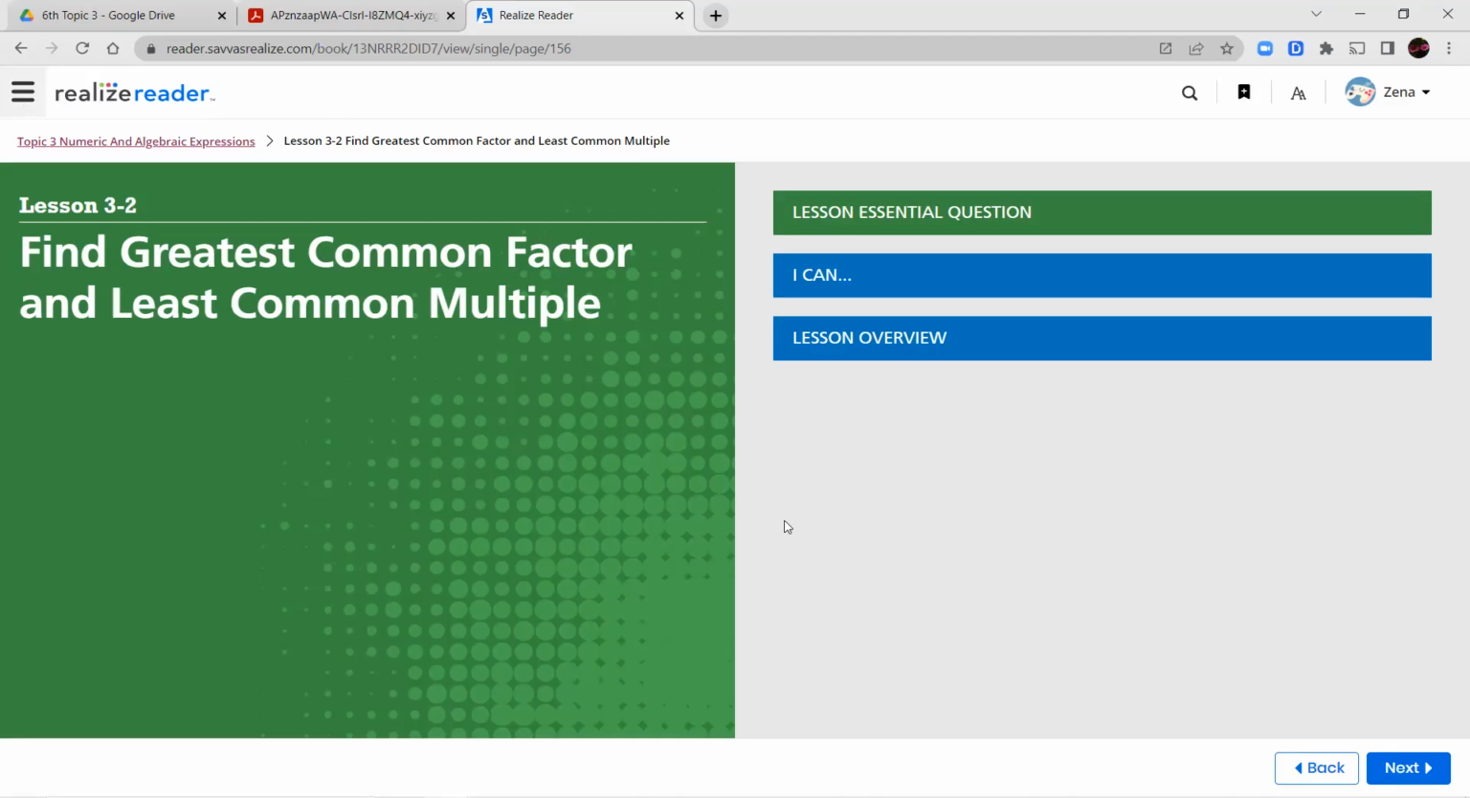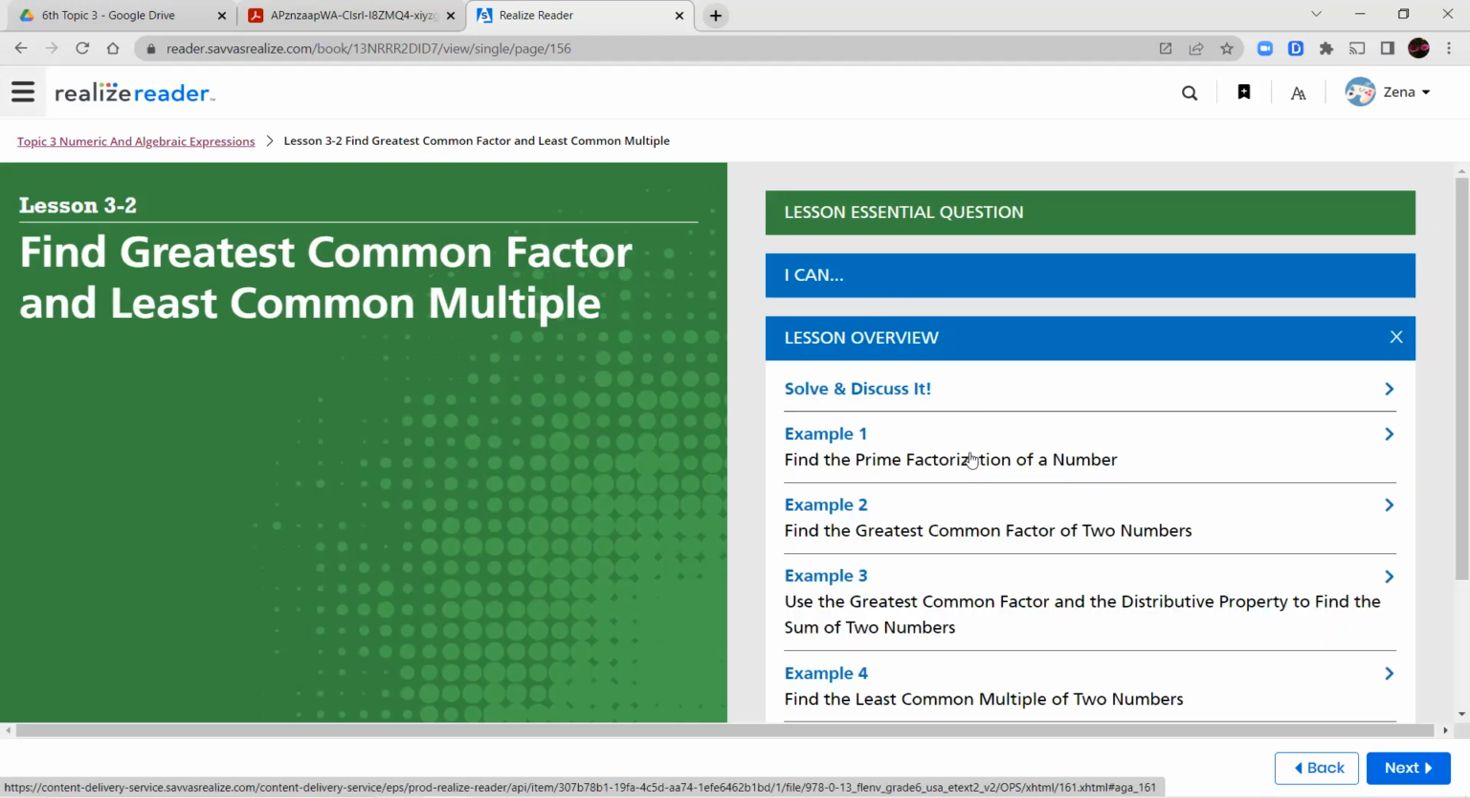Hello, sixth grade, and welcome to lesson 3-2. In this lesson, we're going to talk about how to find the greatest common factor and the least common multiple. So we're going to talk about what those things are together, and then we will go through our notes and our guided practice together.